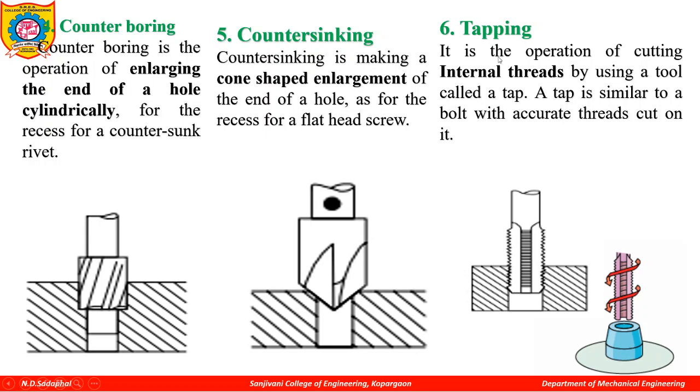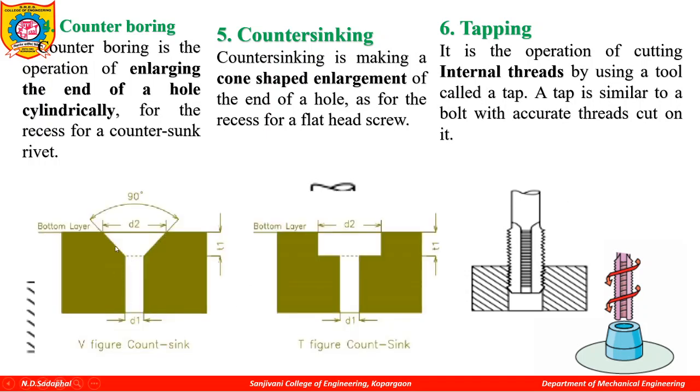Next operation, tapping. It is the operation of cutting internal threads in the workpiece. Then the operation is called the tapping operation. Generally, if you see a nut and bolt, on the bolt external threads are there. In the nut the internal threads are there. When you want to assemble a nut and bolt for fitting purpose, for the nut the internal threads are there. It has a central hole, and internal threads are there. So the tapping operation is generally used for manufacturing internal threads.